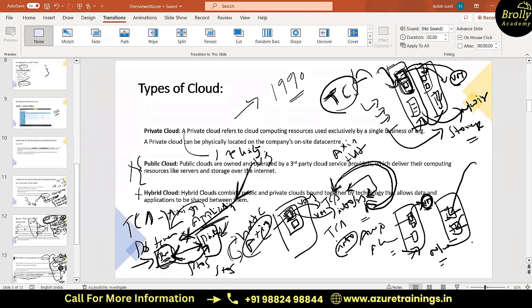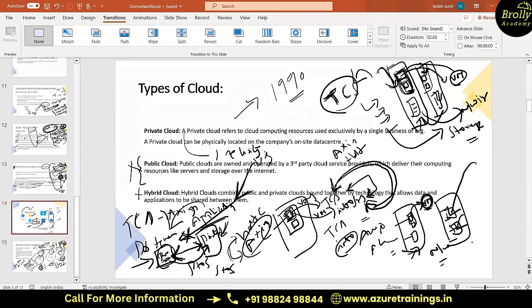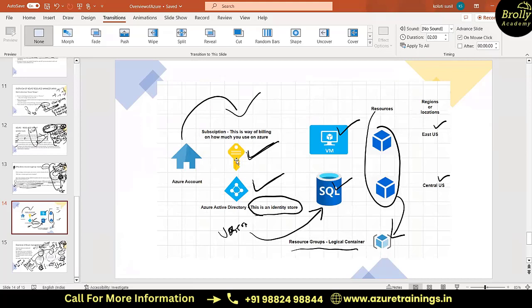Anyway, I have just provided the overview here. It's a separate concept: management group, subscriptions, resource groups, resources, the levels of hierarchy. We are going to discuss in Active Directory what a management group is, what a subscription is. Under a management group, we have subscriptions. Under subscriptions, we have resource groups. Under a resource group, we have resources. We are going to discuss it in Active Directory, but I have given a brief overview here.